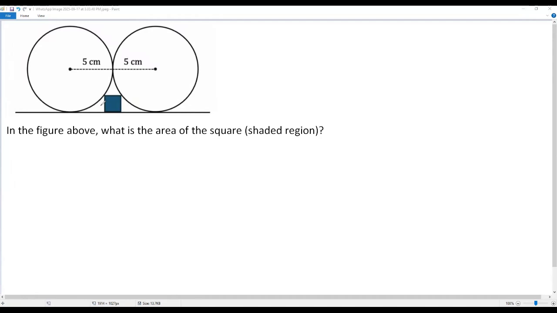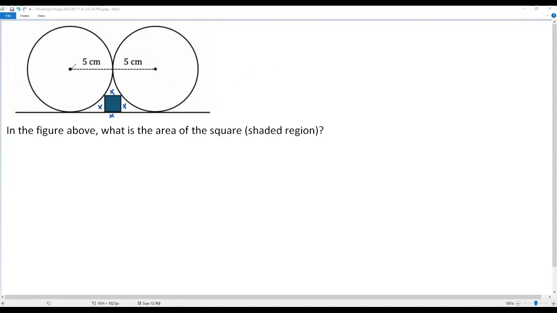Okay, let me assume x as the length of each side of the square over here. Now to get the area of this square, we have to get the value of x, which represents the length of the side of the square. So once we get the value of x, it has to be squared. That is, x squared gives the area of the square. Okay, how do we get the value of x?